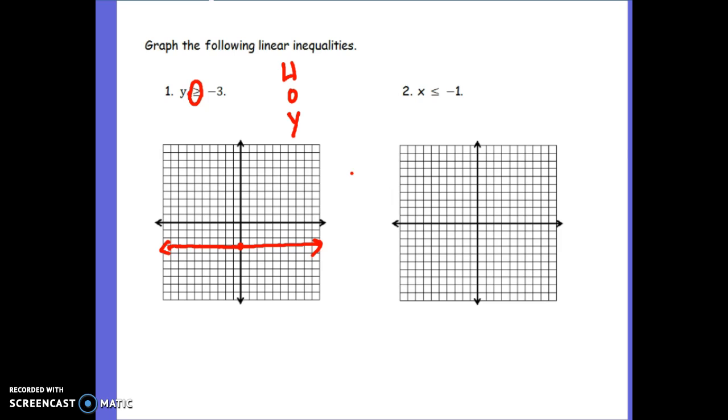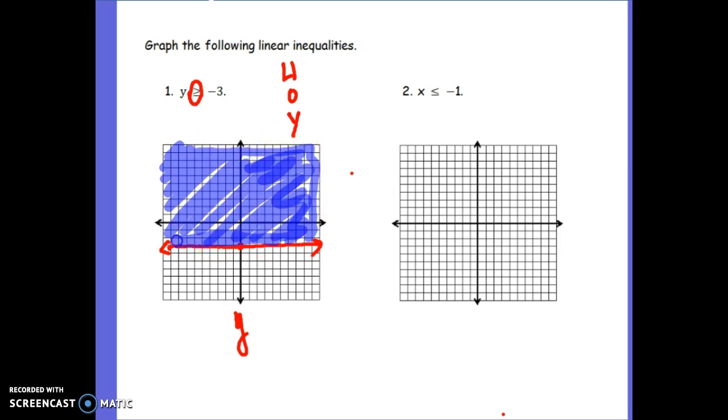Okay, now I think the special cases are actually easier. So if it's greater than or equal to negative 3, think of this y-axis as a number line, and anything greater than y equals negative 3 is going to be above the line. So we're actually going to graph everything above the line like that.